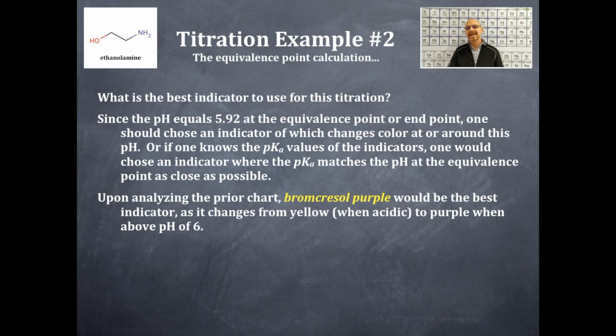So upon analysis of a previous chart and table that I had in my previous videos, bromocresol purple would be the best indicator, as it changes from a yellow when it's acidic to a purple above a pH of 6. So that would be right in that range of 5.92. Perfect indicator to use for this particular titration.